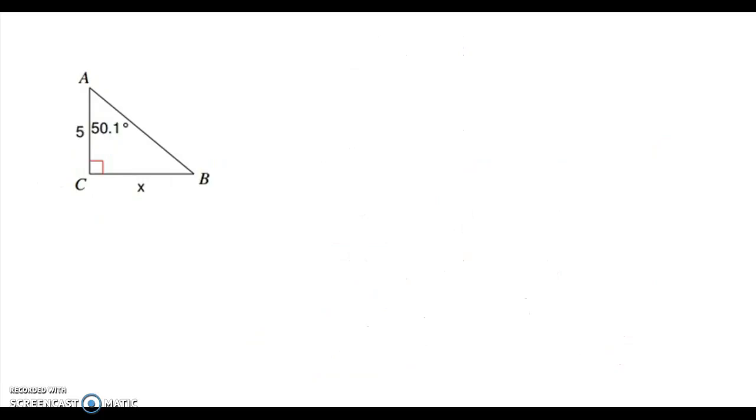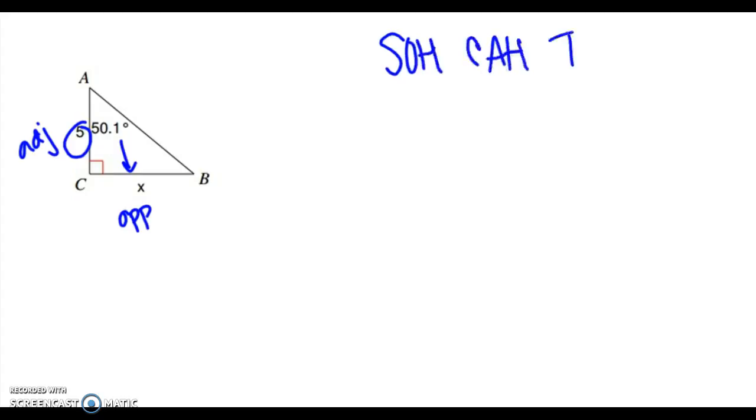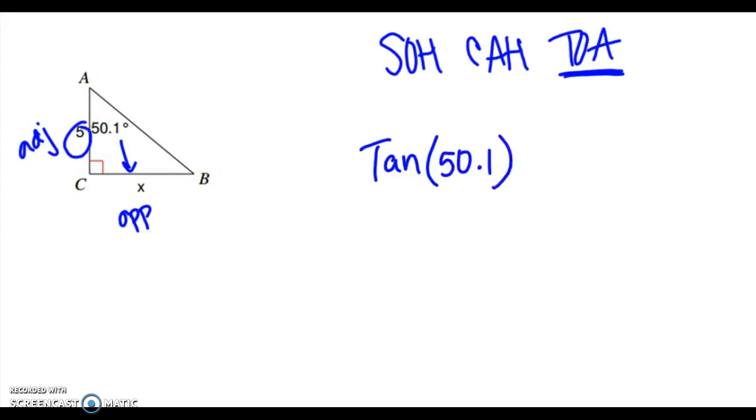Okay, we have one more example. Here we need to find the opposite, and we're given the adjacent. So we are going to set up our SOHCAHTOA. I always keep it just at the top of my paper so I don't have to rewrite it every problem. So just once is fine. And notice that opposite and adjacent are right here with our tangent. My angle measure is 50.1. The opposite goes first, which is x, and the adjacent goes on the bottom, which is 5. And then we need to solve for x.